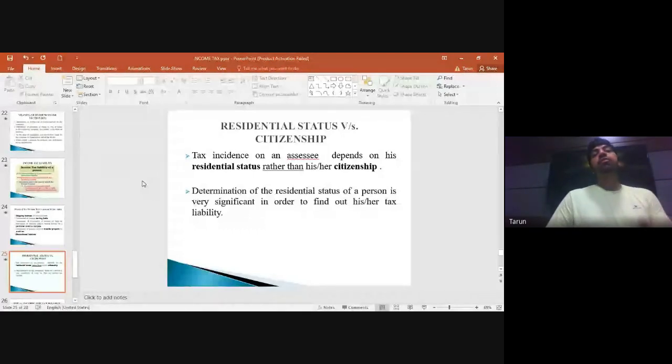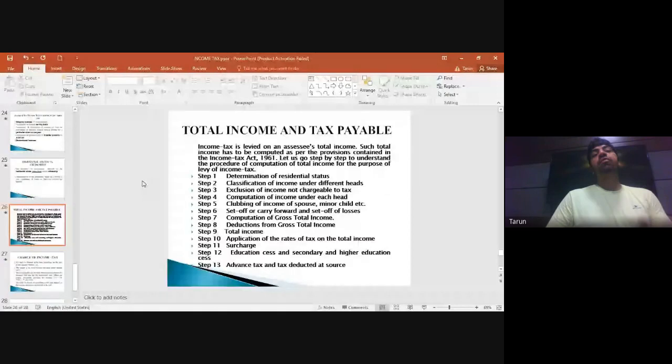Now we come to the total income and tax payable. Tax is always imposed on the total income of the particular person, right? Such total income has to be calculated on the provisions contained under the Income Tax Act. As I already told you, every rule and procedure has to be followed according to the Income Tax Act 1961, now reintroduced as the Income Tax Act 1963. This is the procedure, step by step, that you have to calculate.